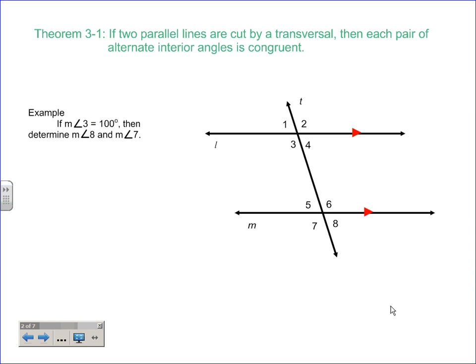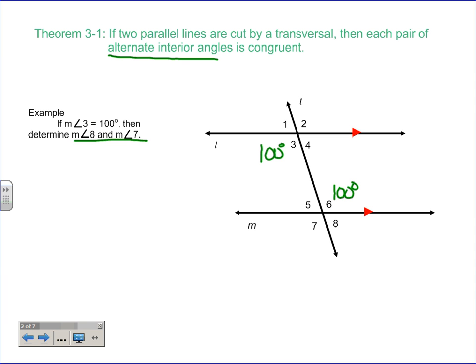So the measure of angle 3 here, it says it's 100. Then determine the measure of angle 8 and 7 again. Well, if that's 100, which one's alternate interior with that? Angle 6. So angle 6 must be 100. Well, then why are they asking me about 7 and 8 over here? This postulate doesn't help me get that. But now I can get it, right? Yeah.